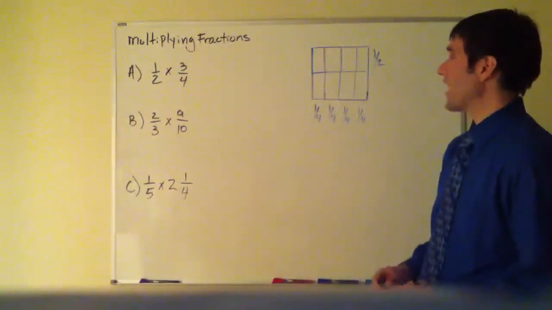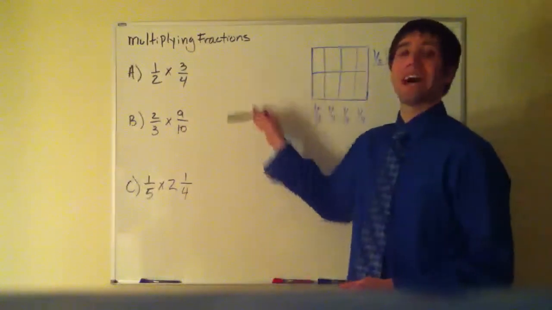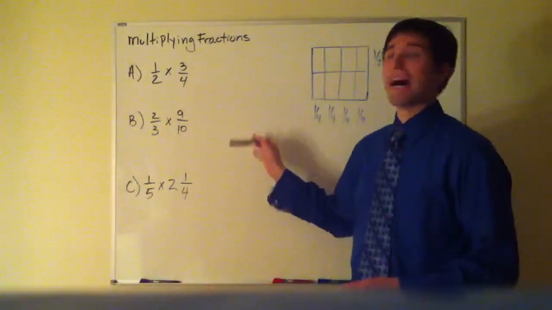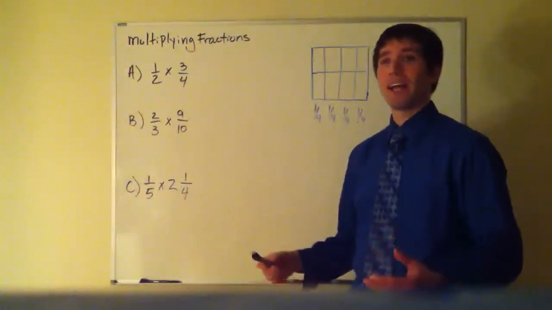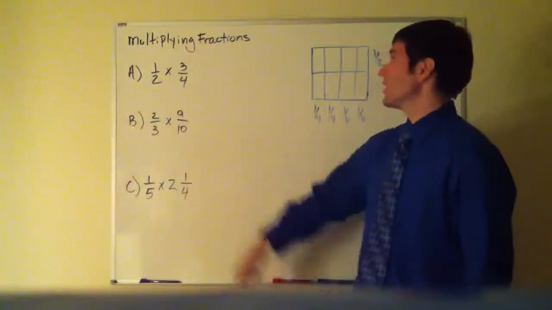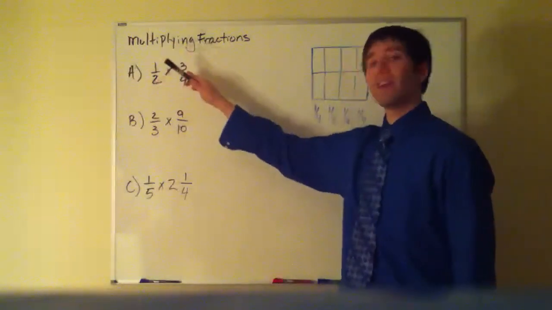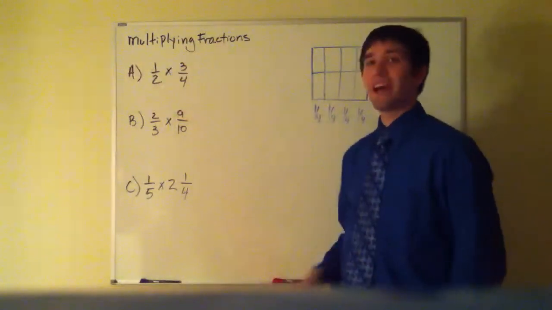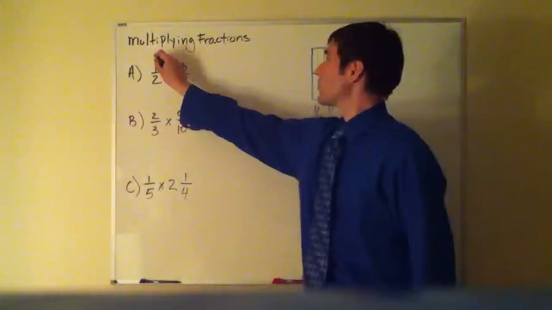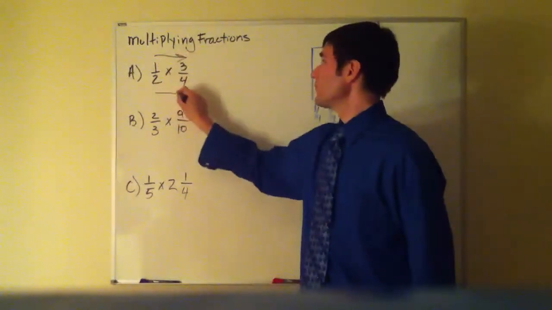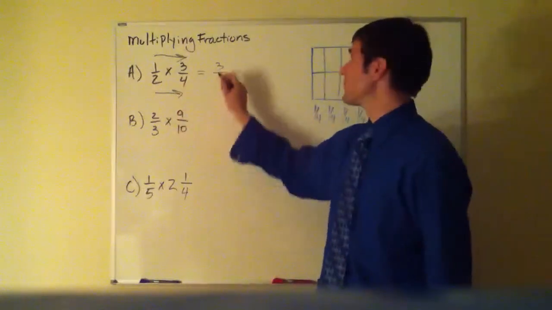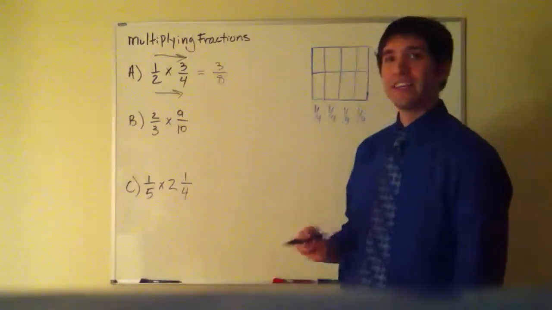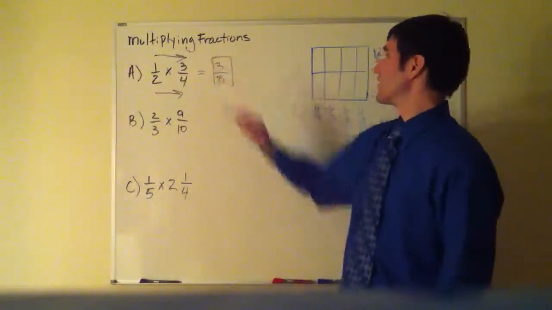With a fraction, we have the numerator on top and the denominator on the bottom. When you multiply fractions, it's quite like multiplying regular integers. You multiply the numerator with the other numerator and the denominator with the denominator. So all you do is multiply straight across. 1 times 3 is 3, and 2 times 4 is 8. The answer here is 3/8.